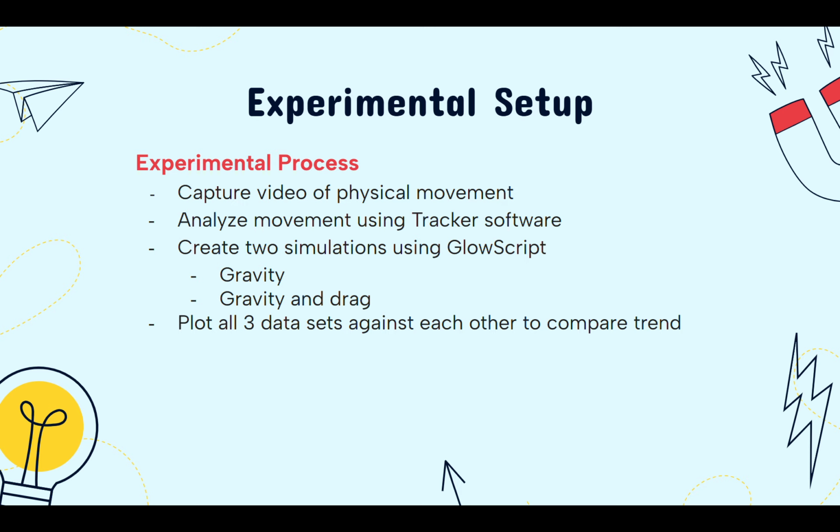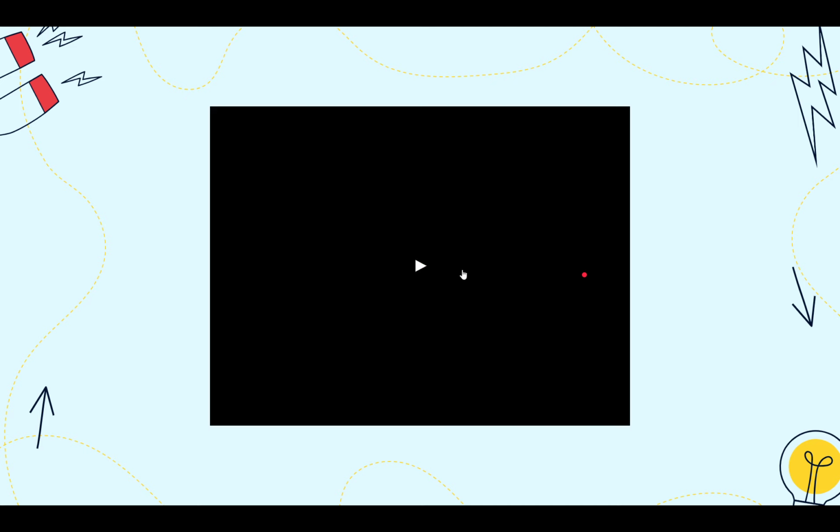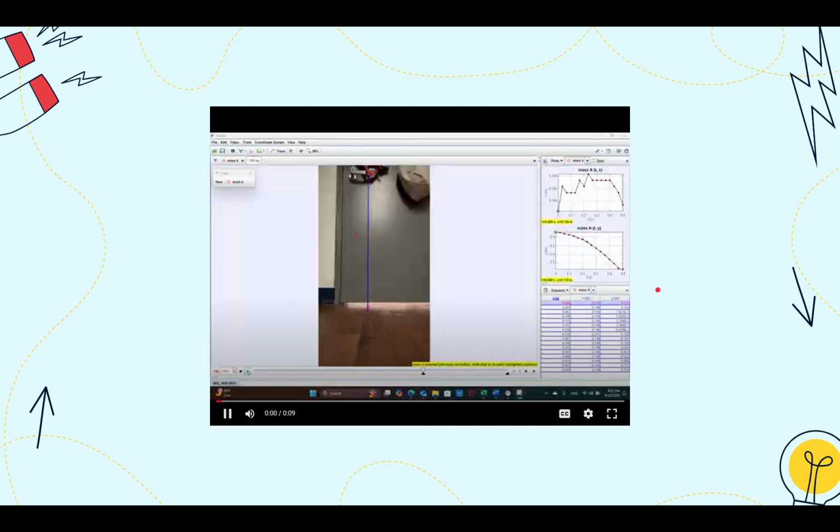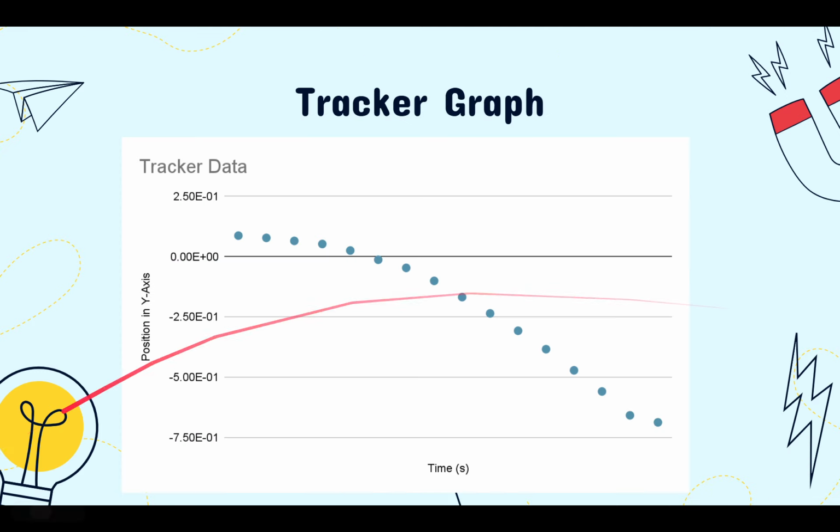Next, two computational models were developed using the GlowScript platform to simulate the movement of an identical system under the influence of only gravity in one model and under the influence of gravity and drag in the other model. After the data was collected from the simulation, the three datasets were overlaid to compare general trends. Here's a video of the Tracker software. Here is a graph of the data gathered from the Tracker software to estimate the motion of the ball in the real world.